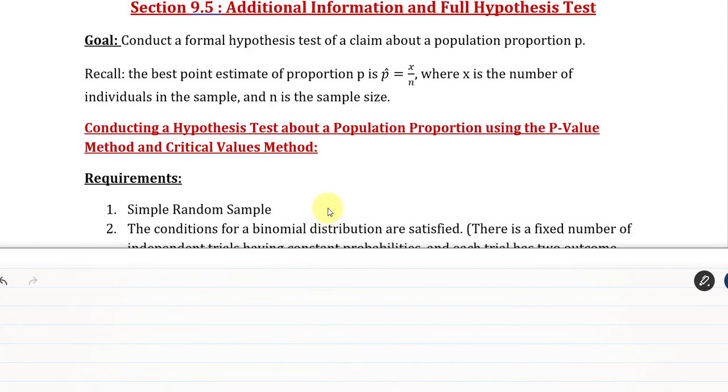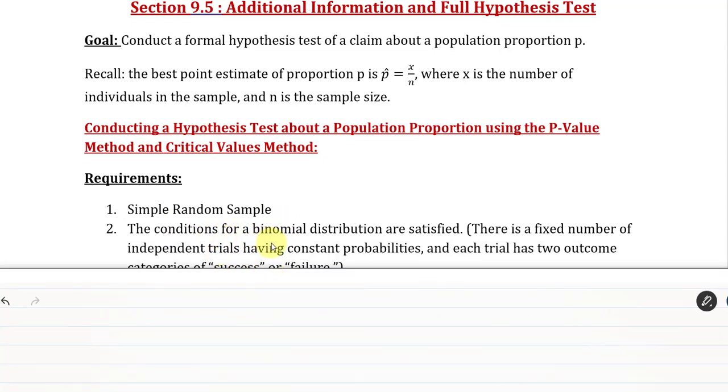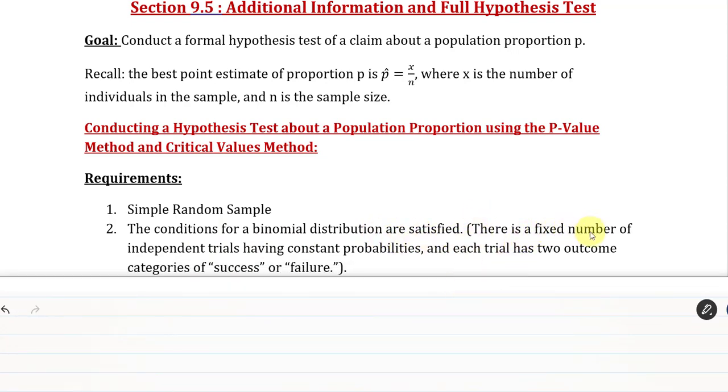Now, there are a few requirements before we can apply the test statistic to test for the population proportion. The first requirement is that we need to have a simple random sample. The second requirement is that the conditions for a binomial distribution are satisfied. So there should be a fixed number of independent trials having a constant probability, and each trial has two outcomes, which is success or failure, true or false, only two outcomes.